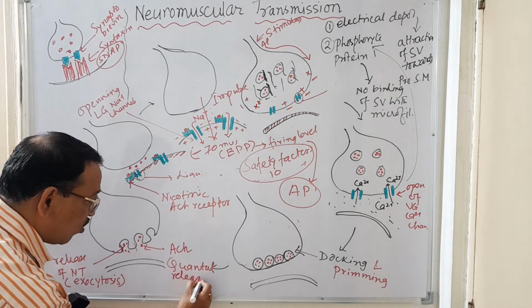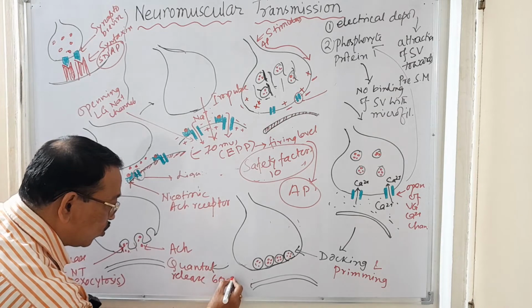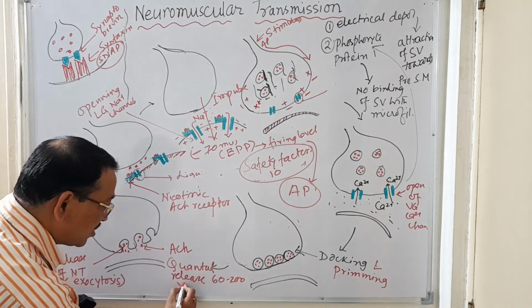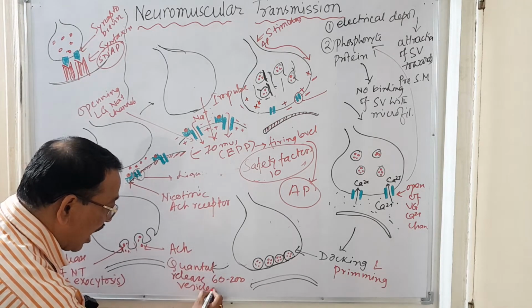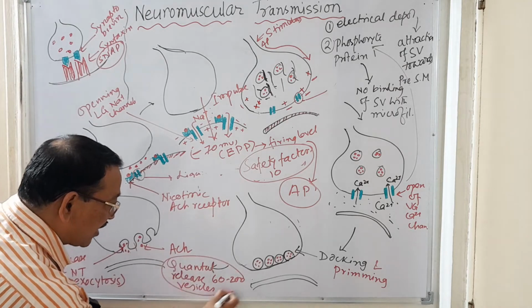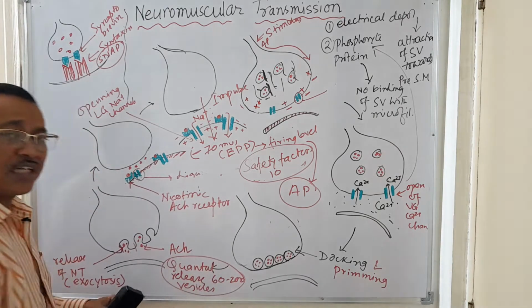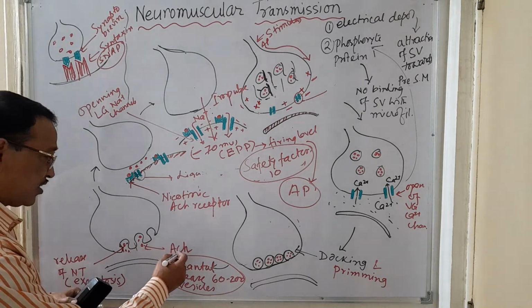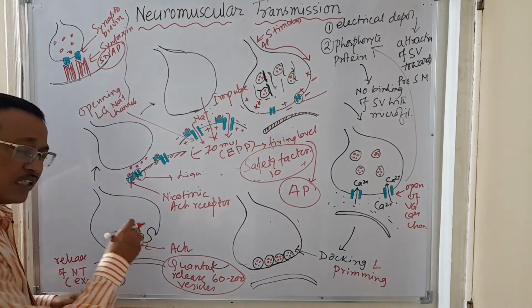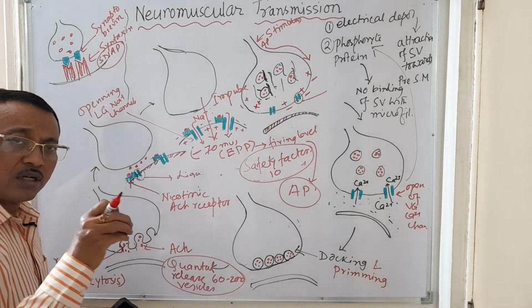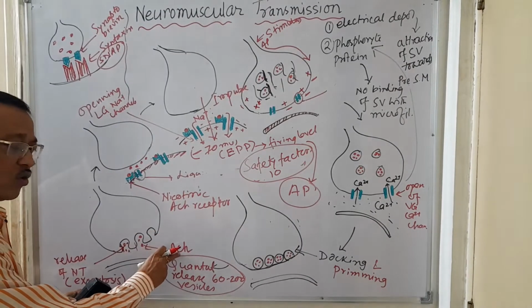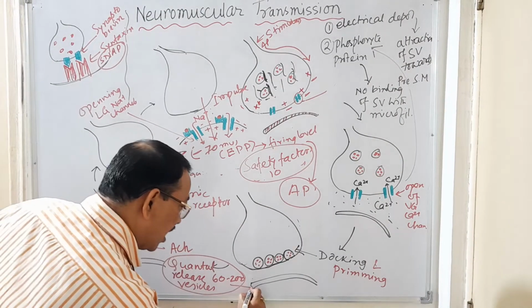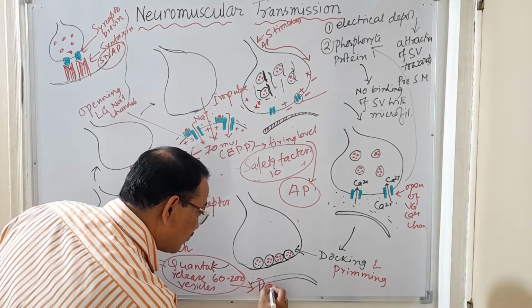And at a time, what happens? Around 60 to 200 vesicles are released at a time. These 60 to 200 vesicles release their secretory substance, that is acetylcholine, and this is the phenomenon which is known as Dale's phenomenon.